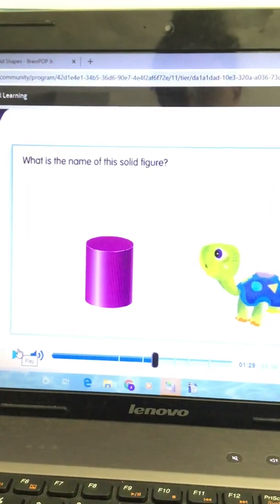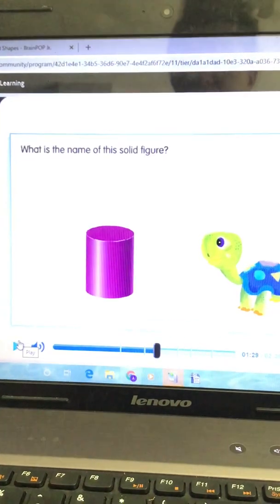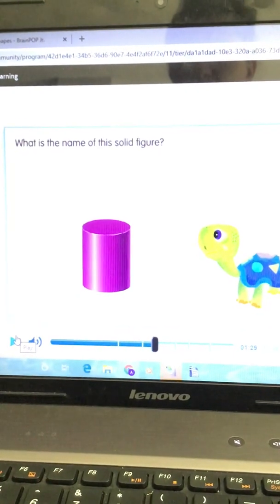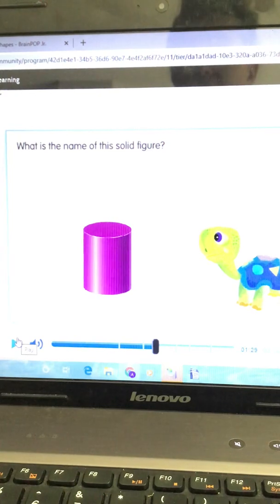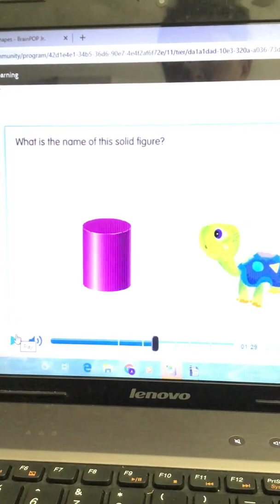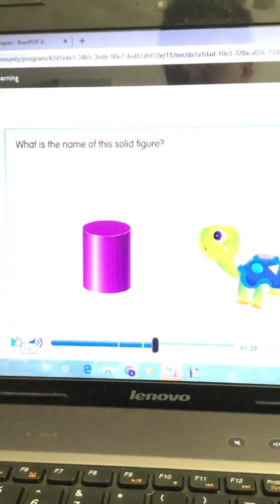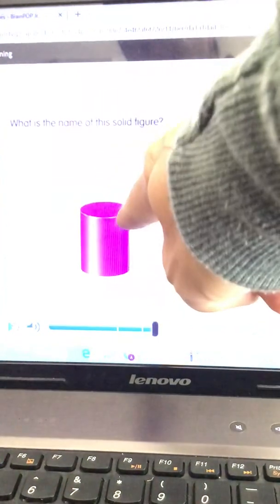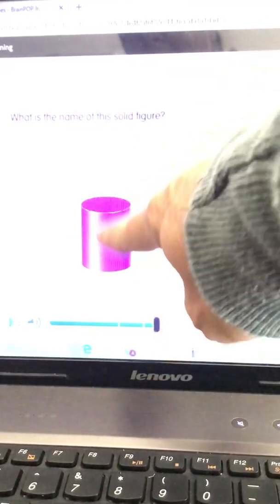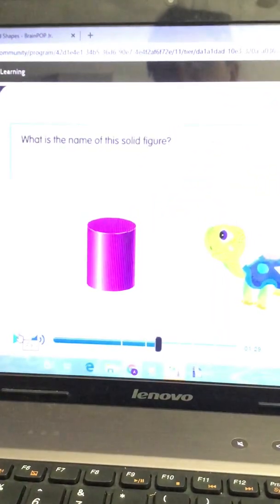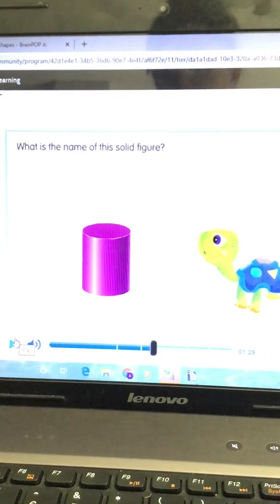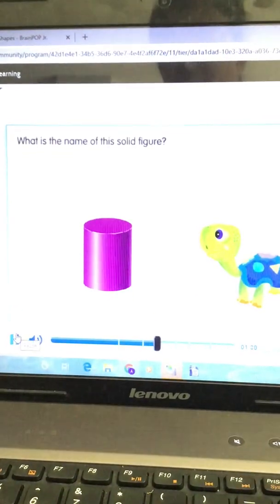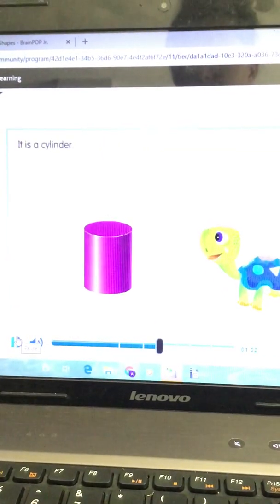What is the name of this solid figure? Think about things that you get at the grocery store or you might have in your cabinets. Sometimes I give people a clue and say that this is a can shape, like a can of soda or a can of soup. If you look at it, it's got a circle on the top and a circle on the bottom, and then the sides are connected. The math word for this solid figure is cylinder. It is a cylinder.